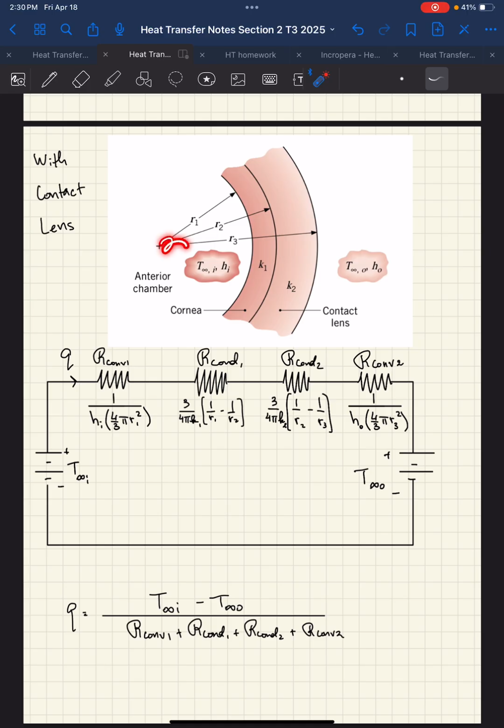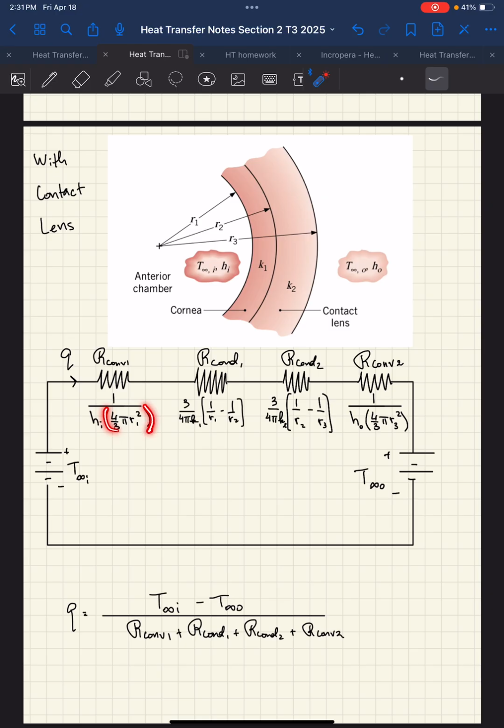Basically, in the inner eye, from the anterior chamber to the inner surface of the cornea, they approximate it as a fluid. They also approximated that right at the very center of the eye, we have a constant temperature. That's basically that T infinity I. So that's going to be the battery. So from there to the inner surface of the cornea, there's going to be thermal resistance due to convection, because we're treating it like a fluid. So that's going to be a convection thermal resistance, which looks like this.